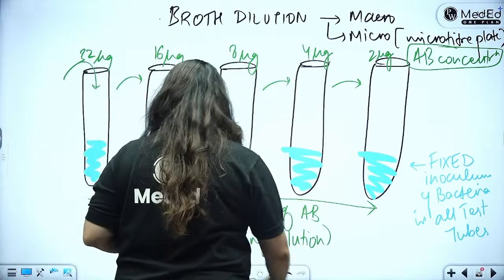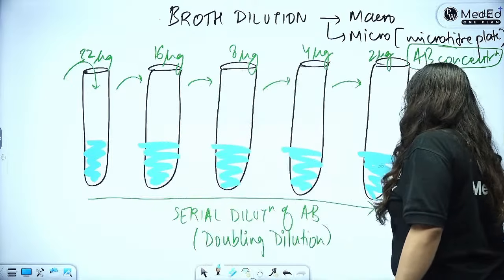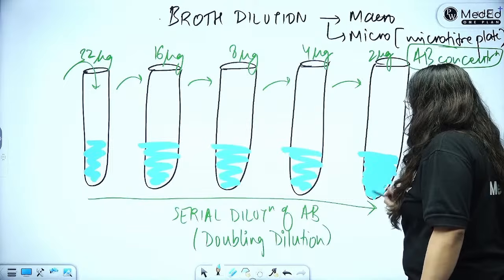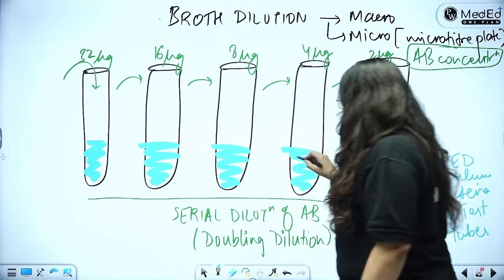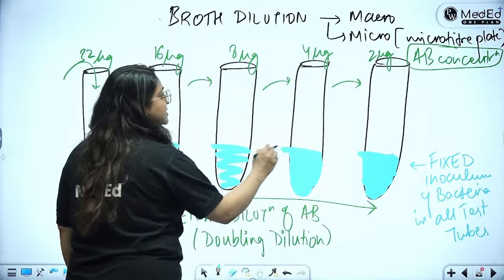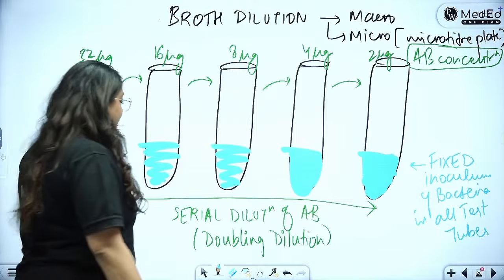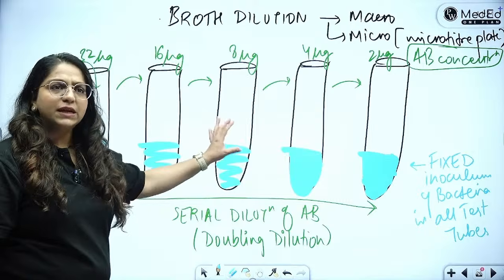Now what will happen is, suppose the bacteria was not scared of 2 micrograms. So over here you will see lots of turbidity and you will see lots of growth. Now it was not scared of 4 microgram also. So here also you started seeing lots of turbidity. Now the turbidity started reducing a bit from 8 micrograms, but still it was visible.